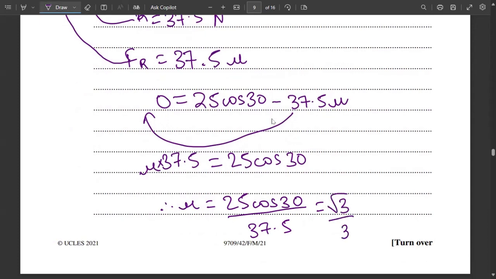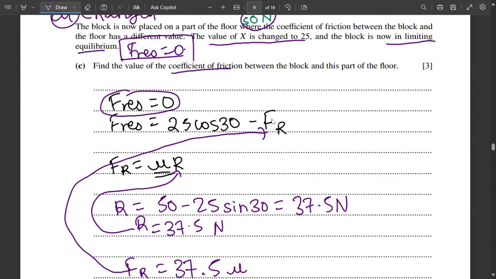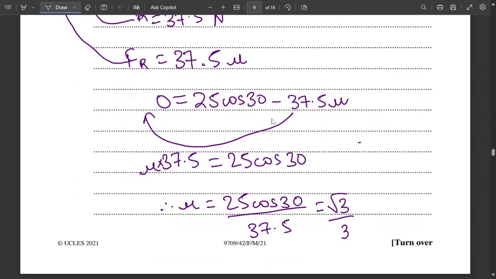Now let's see what they have asked. Just find the value of the coefficient of friction. Okay. So we can write both. Root 3 upon 3 is equal to 0.577. Yeah. And that's our answer. Now let's move to the sixth question.